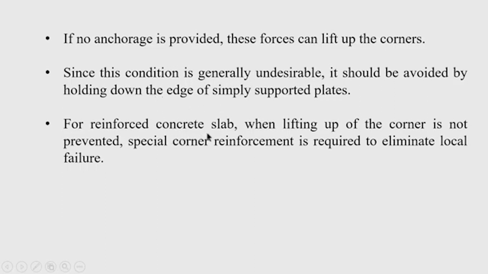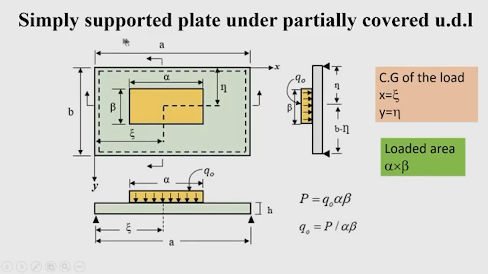For reinforced concrete slab, provisions are given in the IS code for providing corner reinforcement to prevent the lifting up of the corner. Now, let us see a simply supported plate when, instead of a fully covered load, a partially covered load is applied.